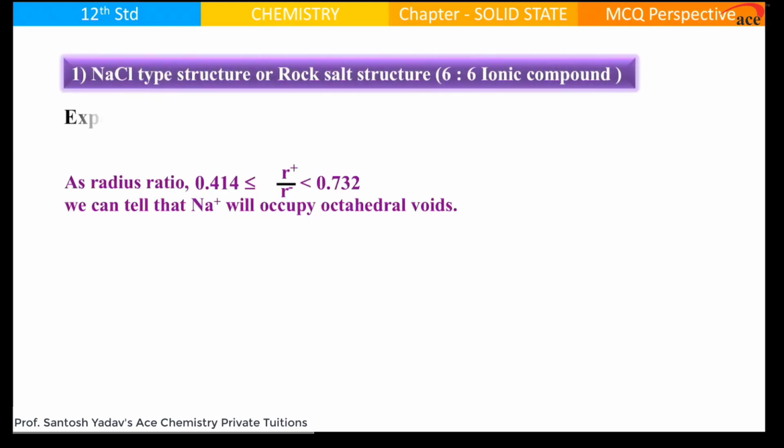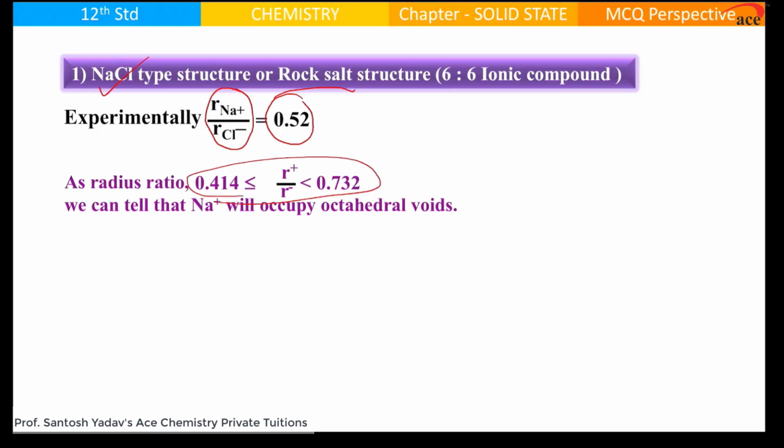So if you come to discussion of rock salt structure, NaCl is also called rock salt structure. It has been found the radius ratio, that is the size of cation to the size of anion, is 0.52. Now this 0.52 lies in the range of 0.414 to 0.732. That means Na plus will occupy octahedral void, and we know octahedral void is a speciality of FCC type of packing.